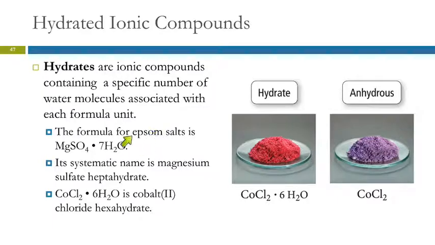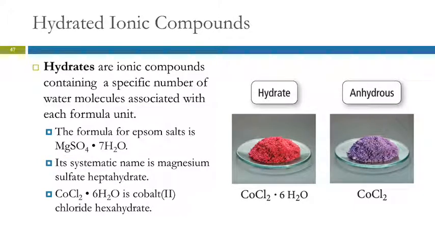Epsom salts are something that you may or may not have soaked your feet, sprained ankle in. The formula for Epsom salts is MgSO4.7H2O. It is very important to understand that that dot is not a multiplication sign. You cannot multiply some ions by water molecules. They are not numbers, right? So there's no multiplication involved. What that dot means is that these guys go together.